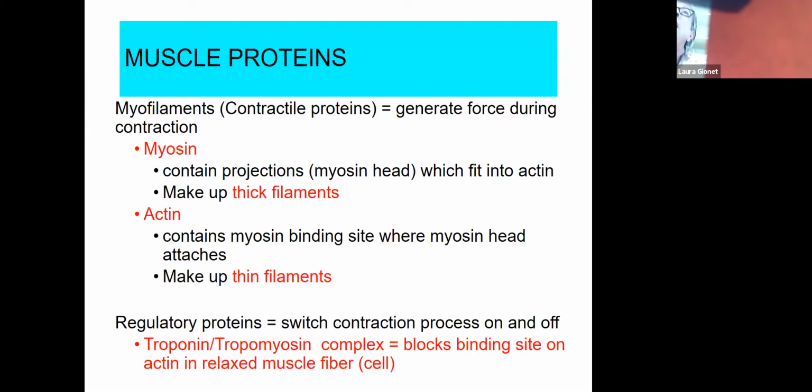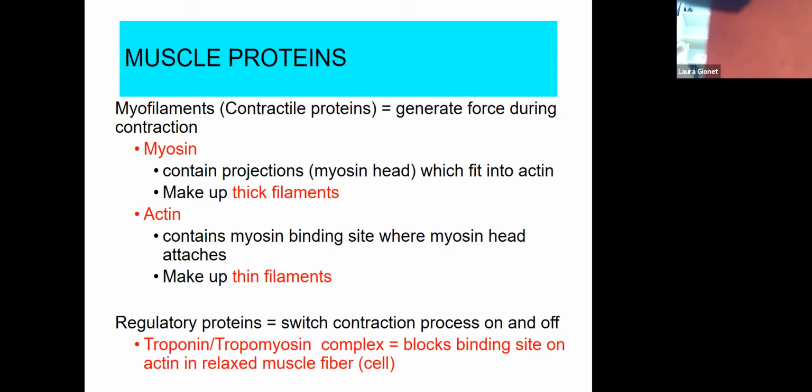All right, so muscle proteins, the myofilaments, are the contractile proteins generating force during contraction. We have myosin, which are the thick filaments. They have a myosin head. And then we have actin. Those are the thin filaments. The myosin head, or the golf club heads, want to make contact with actin at a binding site that can be found there. Actin, the thinner filaments, have these binding sites.